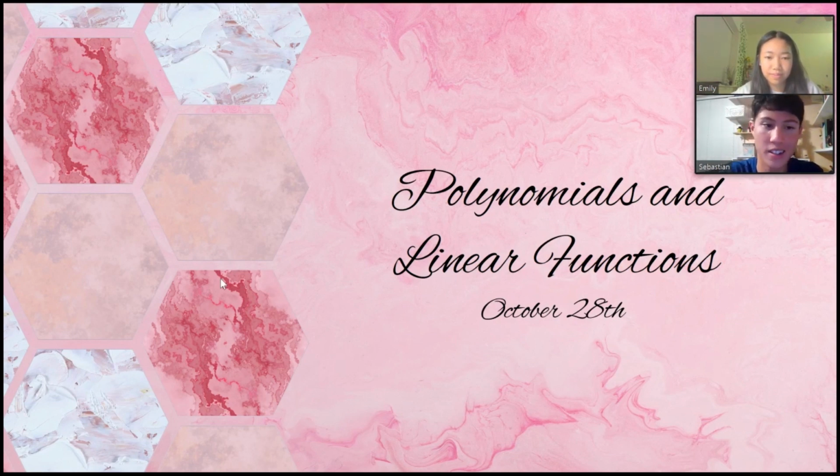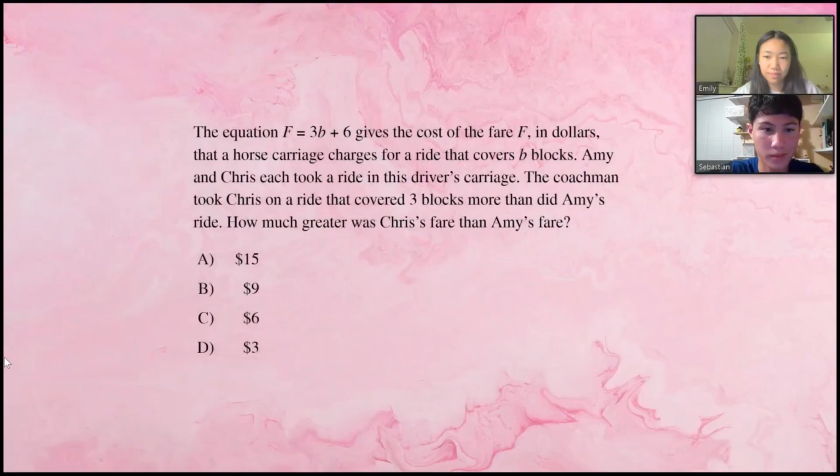So let's get started. Our first question says the equation f equals 3b plus 6 gives the cost of the fare f in dollars that a horse carriage charges for a ride that covers b blocks. Amy and Chris each took a ride in this driver's carriage. The coachman took Chris on a ride that covered 3 blocks more than did Amy's ride. How much greater was Chris's fare than Amy's fare?